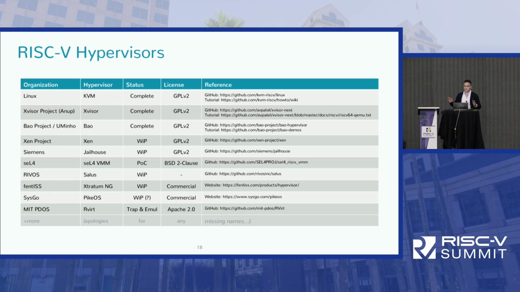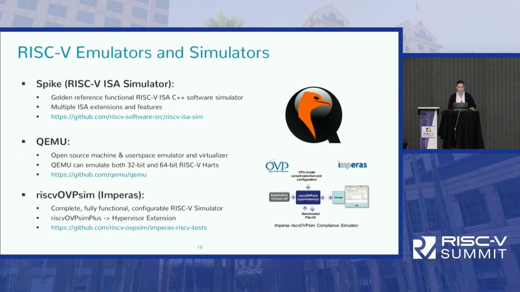Well, this is pretty much the software status in terms of hypervisors that support the RISC-V hypervisor extension. There are a couple of emulators and simulators that you can leverage to also test the hypervisor extension. We have Spike, the golden reference functional RISC-V ISA software simulator. We have IOMMU, which should be pretty familiar to you as well, and we have this free option from Imperas, but you will need the Pro version if you want to test the hypervisor extension.